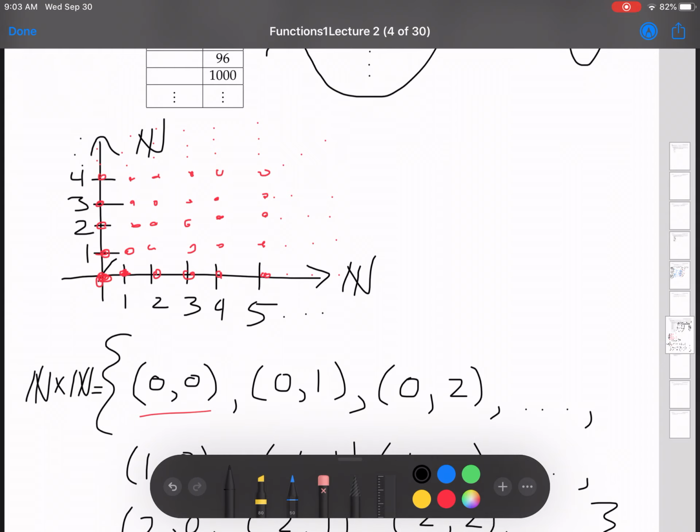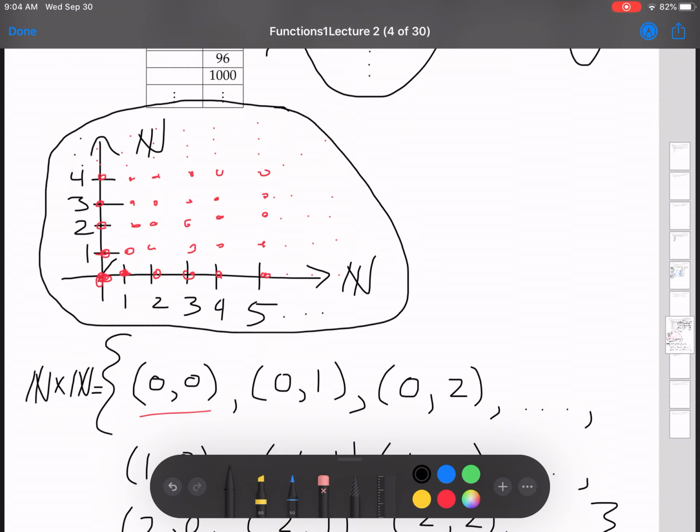All right, so this is your domain. This is n cross n. And then your target is going to be the natural numbers. Remember, not everything in the target has to get hit for it to be a function. Okay, let's see. So 0, 1, 2, 3, 4, 5, 6.